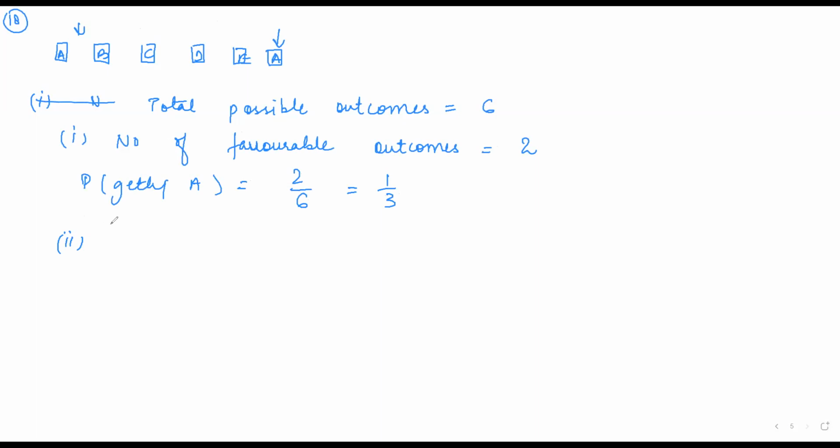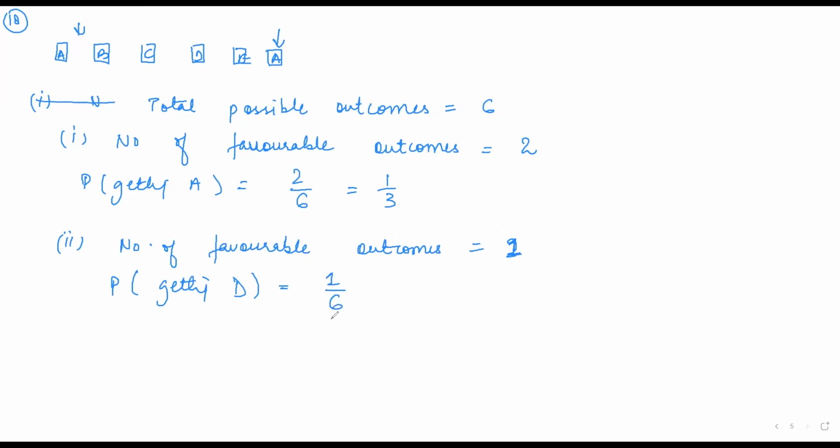Now I want D, right? So how many favorable outcomes are there for D? Only 1, because there's only one D, and I want that, okay? So the probability of getting D is 1 divided by 6.